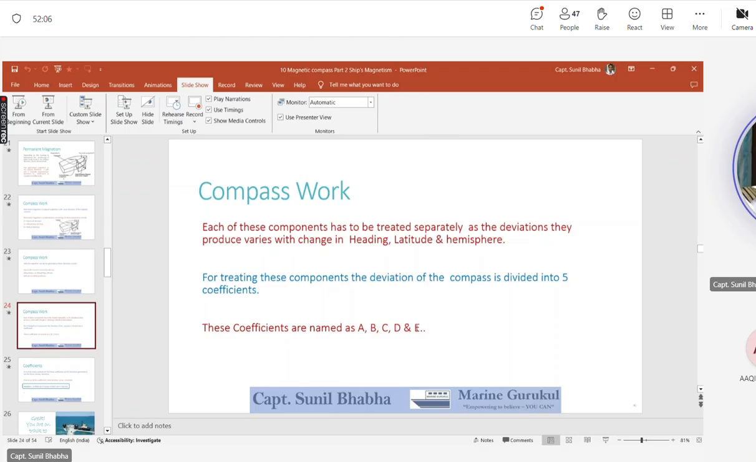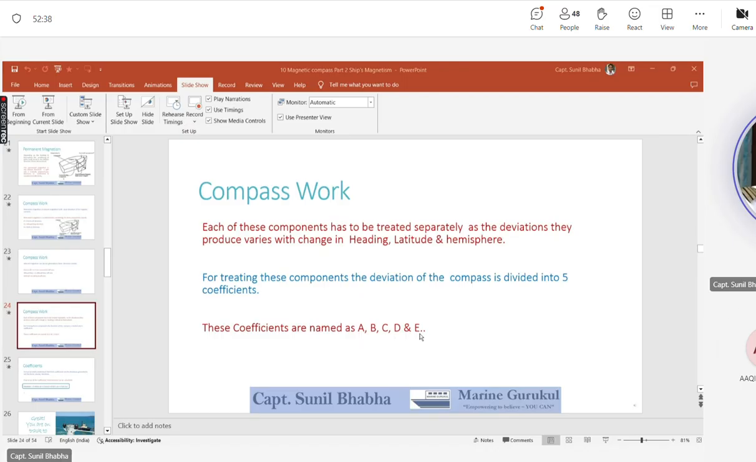So these A, B, C, D, E are not the causes of deviation. They are the different parts of deviation which change differently based on the change in heading of the ship. This is the difference. Now, are you able to understand a little bit? So A is constant, B is longitudinal, C horizontal, D is vertical. E is for what, sir? D and E are both caused on intercardinal heading.